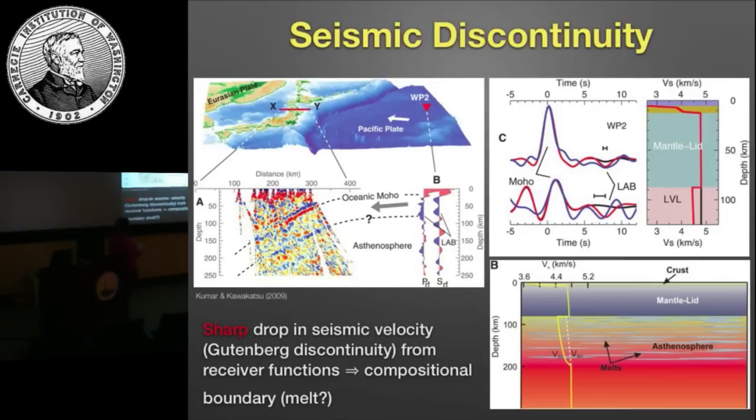And the issue is that because it's so sharp, it cannot be purely thermal. So there has to be a chemical component to that. And there's been a proposal that melt could be involved. In this paper, it says that if we had melt aligned horizontally in the asthenosphere, it could yield a sharp drop in wave velocity. And it could also explain the radial anisotropy we see at this depth.